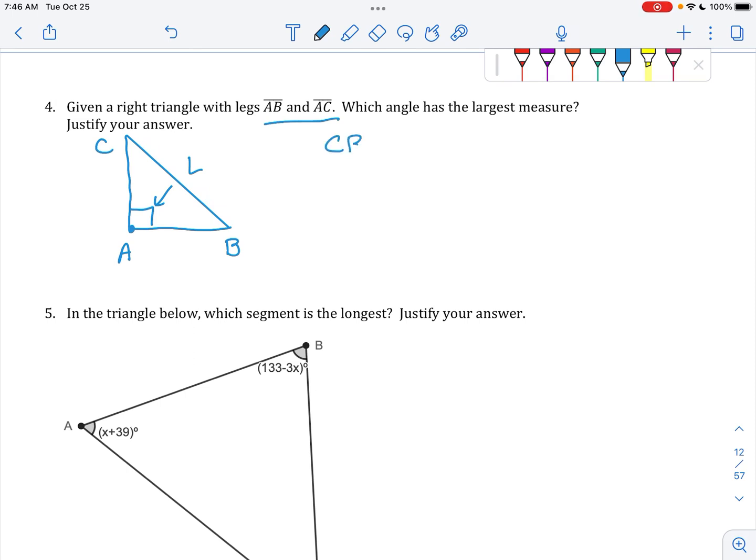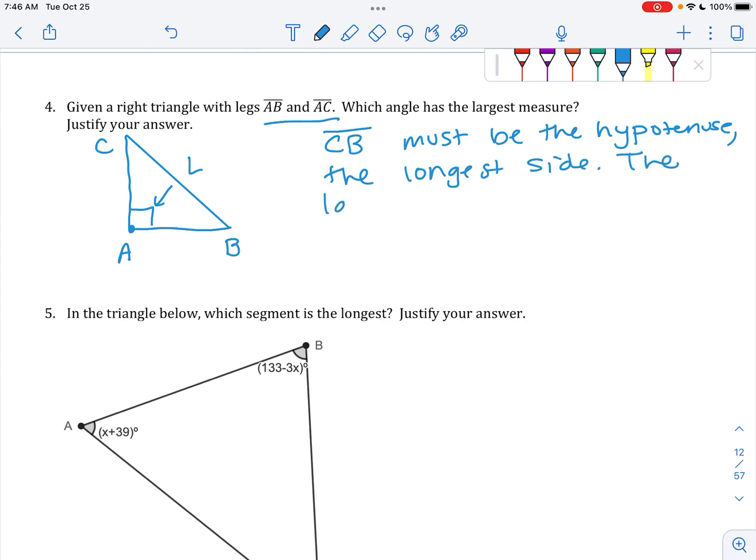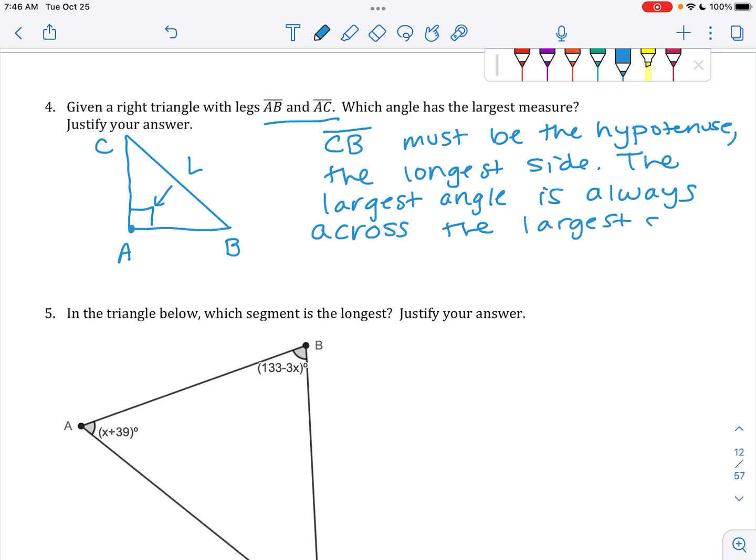So segment CB must be the hypotenuse, which is the longest side. The largest angle is always across the largest side. So angle A must be the largest angle.